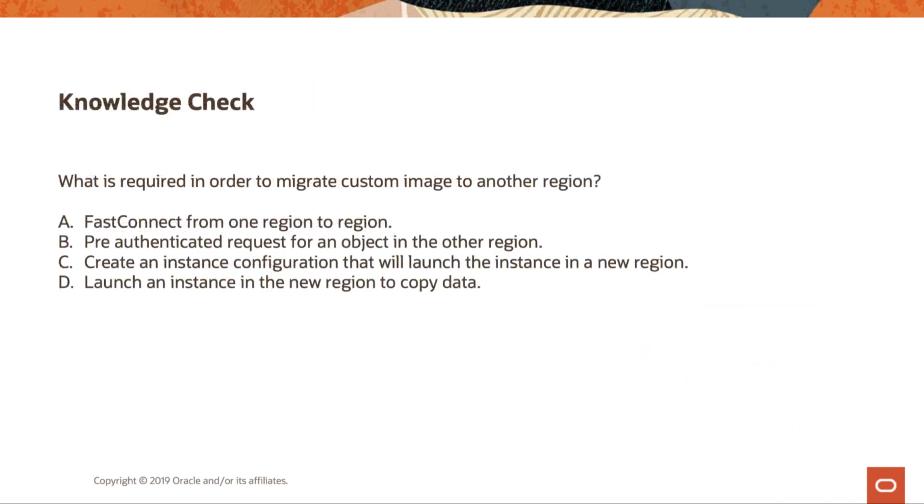A quick knowledge check on this one. What is required in order to migrate a custom image to another region? Fast connect from one region to another, a pre-authenticated request for an object in the other region, create an instance configuration that will launch the instance in a new region, or launch an instance in the new region to copy data. The answer for this one is going to be B, pre-authenticated request for an object in the other region.